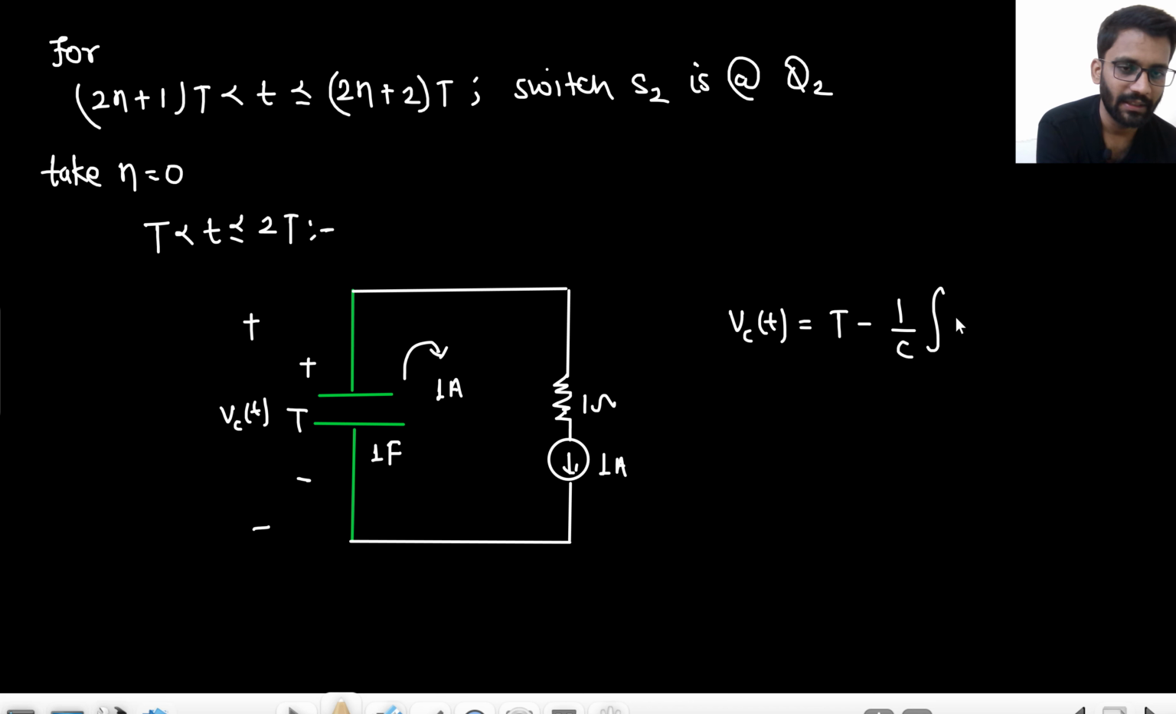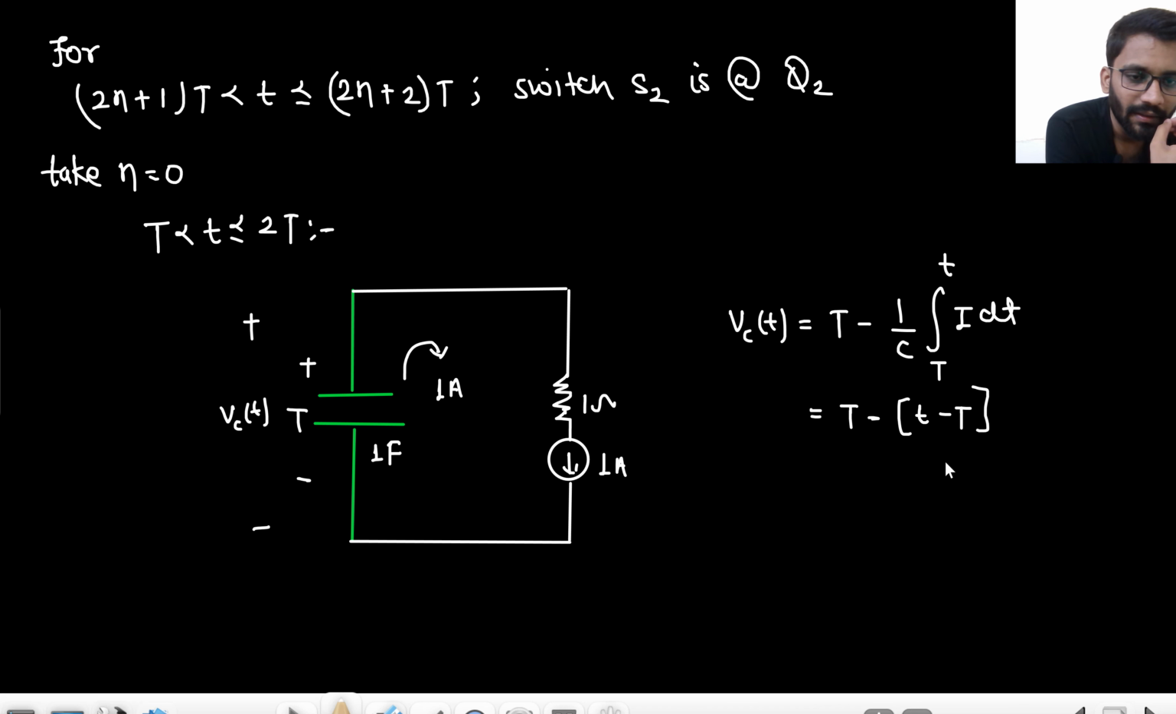So minus 1 by C integration I dot dt from T to some time T. The value of C is 1, the value of current is 1. So it would be T minus dt, T minus T, right? So it would be 2T minus T, right?